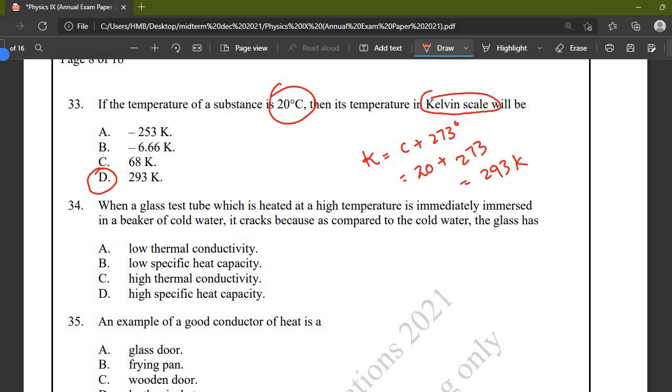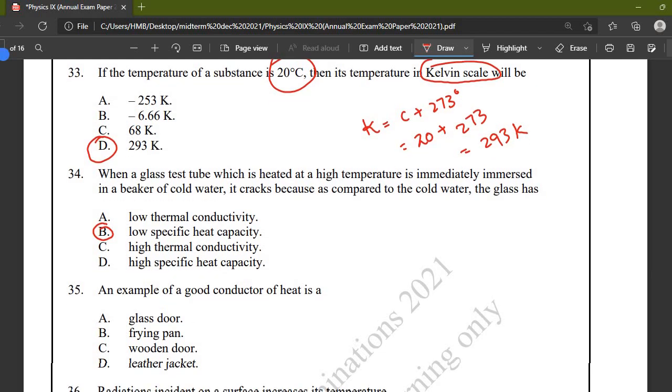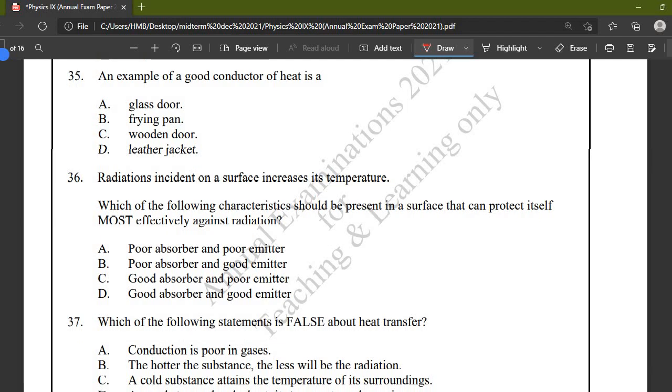So the correct answer for question number 34 is option B, that glass has low specific heat capacity as compared to water. Water has a very large specific heat capacity and glass has low heat capacity. Due to this, there is very little change in the temperature of water as compared to the glass, which rapidly changes its temperature. So it breaks the surface of the glass. Option B is the right answer.